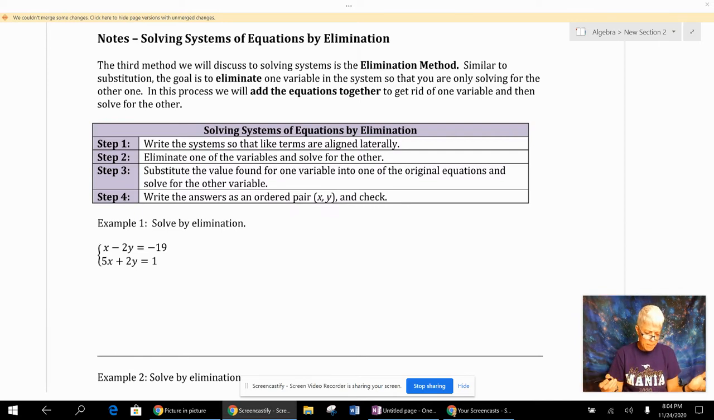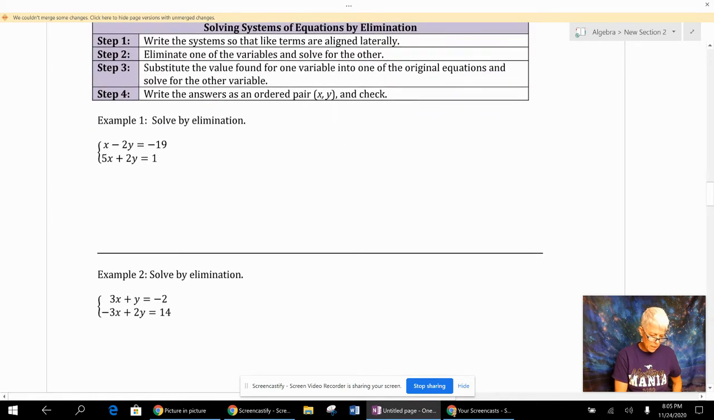Number 2, eliminate one of the variables to solve for the other. Step 3, once we have X, we substitute that into either equation to find Y, just like we did with substitution. So let's get started. The very first one is already stacked up for us.